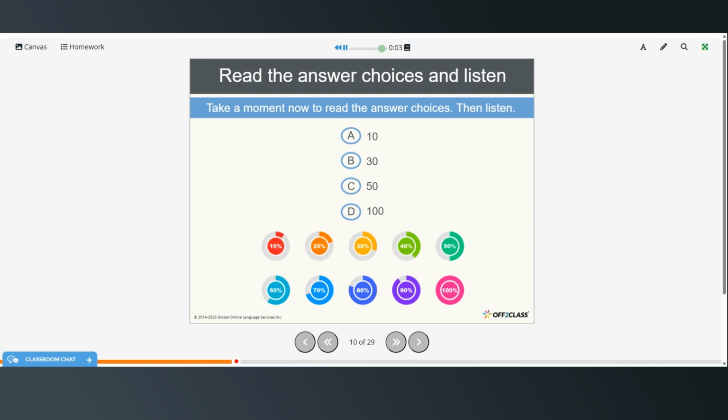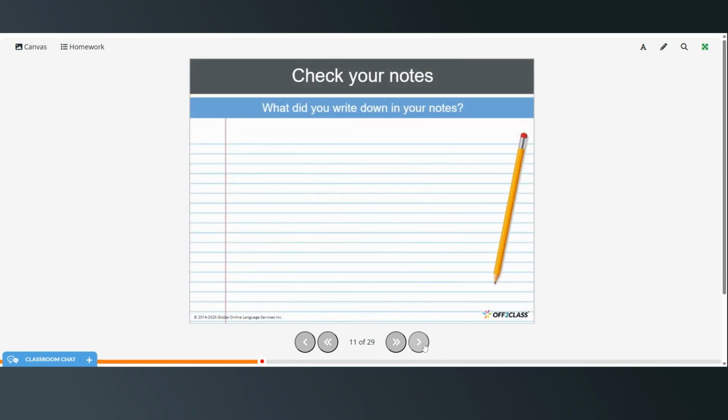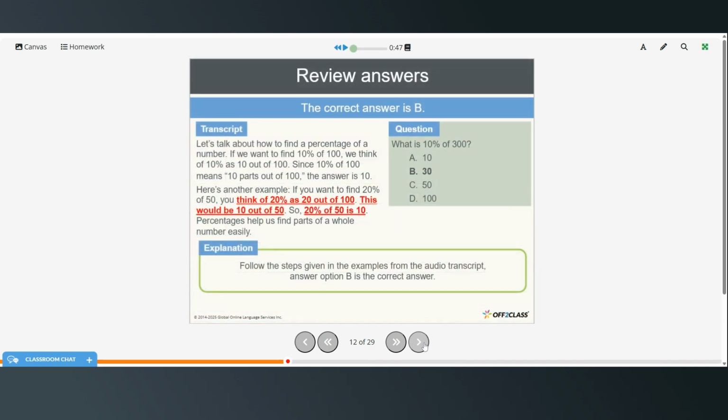What is 10% of 300? All right, choose the answer that you think is correct, 10% of 300, and then restart the video to continue. So the correct answer should have been B, 10% of 300 is 30.